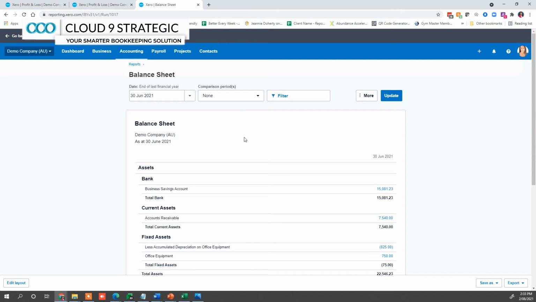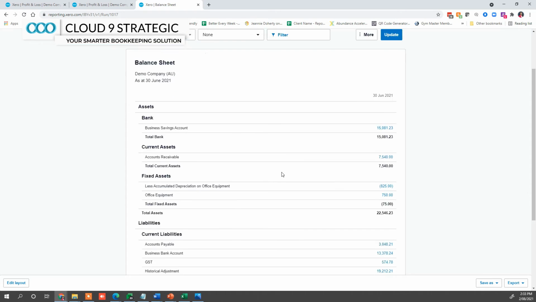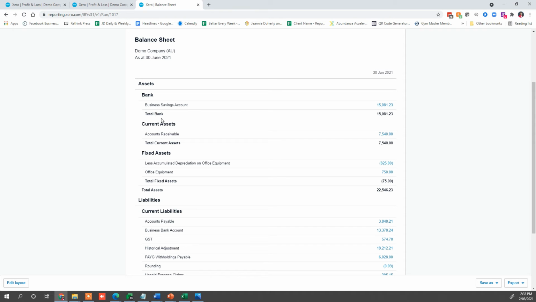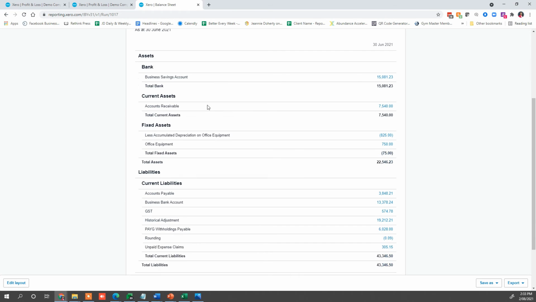So your balance sheet. If the profit and loss we thought of like a movie, something that was always changing and moving, the balance sheet is like a picture, it's a snapshot. This one's showing us to the end of June, and you can easily change that to see the snapshot at any given day. Your balance sheet is just going to show your assets. So your bank is an asset.